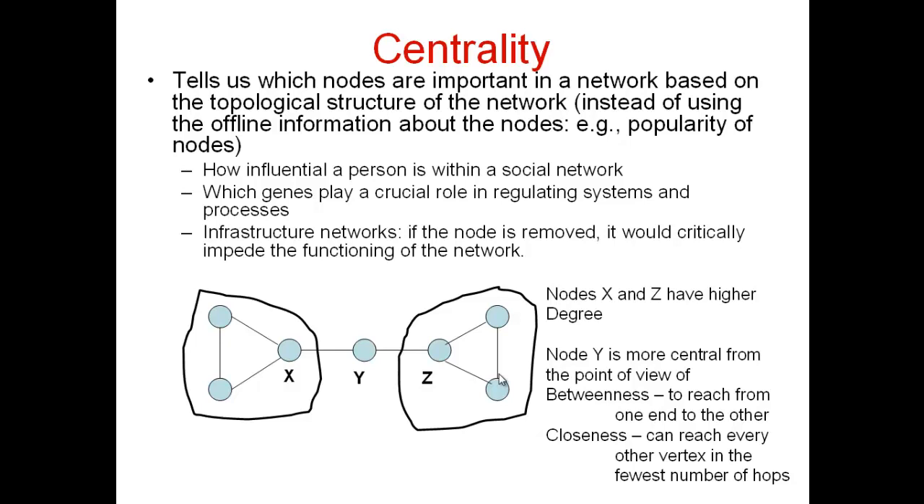And also, betweenness indicates what happens if you remove that vertex. It's not intended to capture that, but it could also be used to interpret from that point of view.